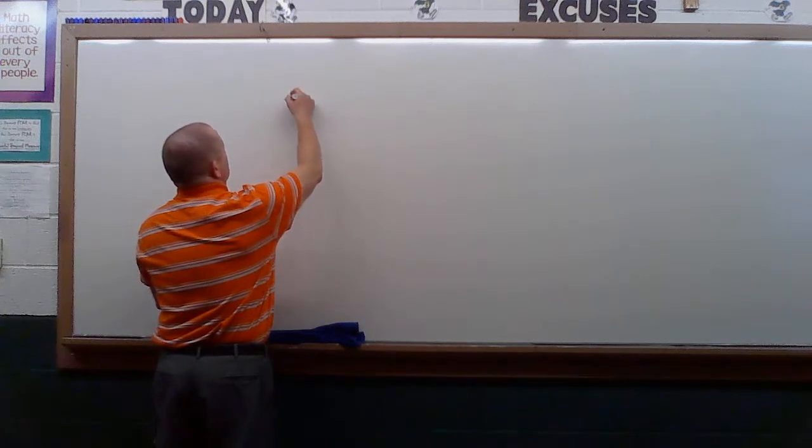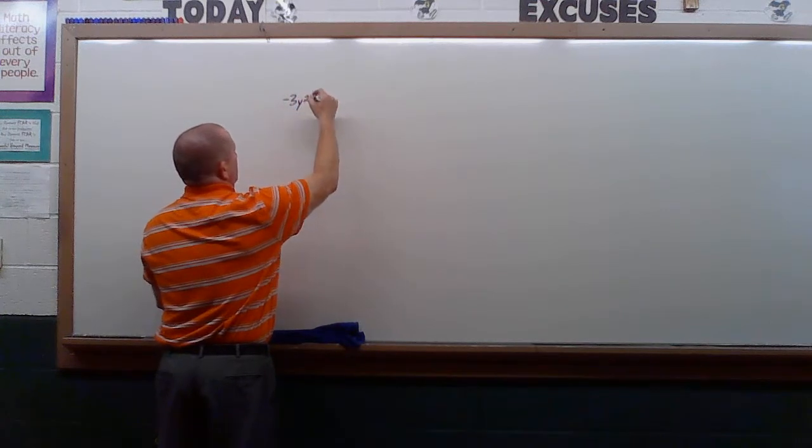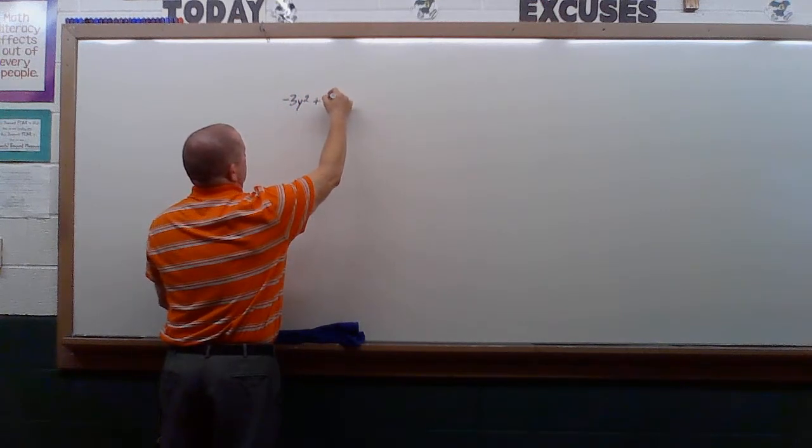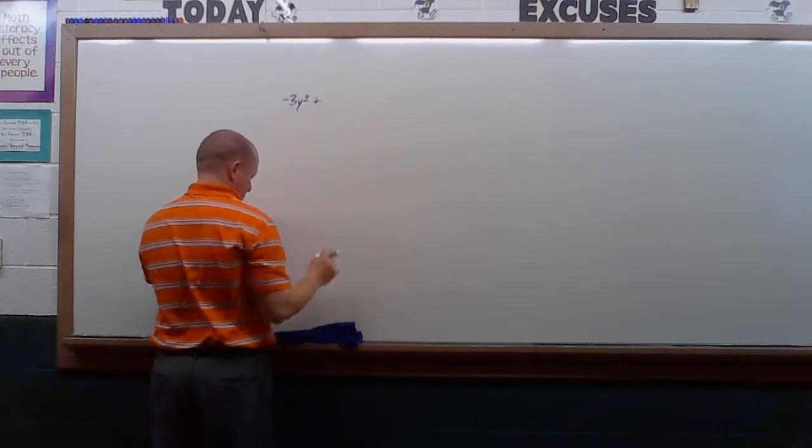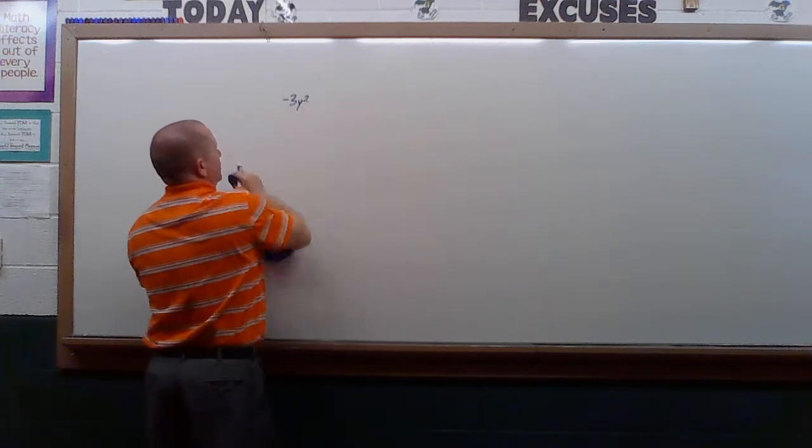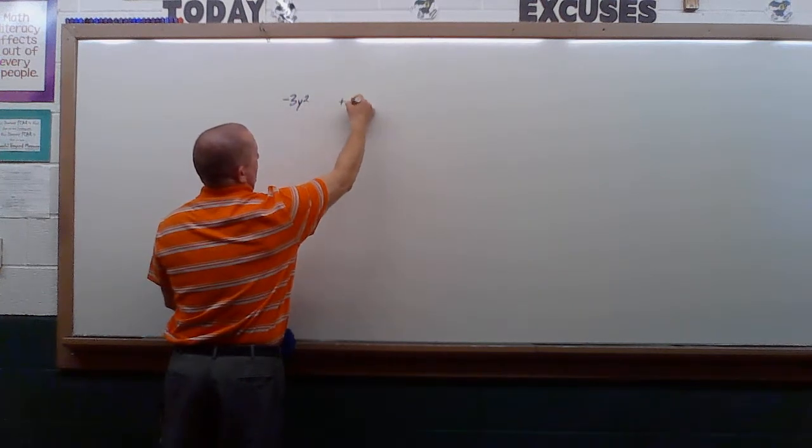You did 29. 29, let's do negative 3y squared. So which way do you want to do it? Vertical. Was it plus 2? Okay. If we're going to do it vertically, I'm going to spread this one out.